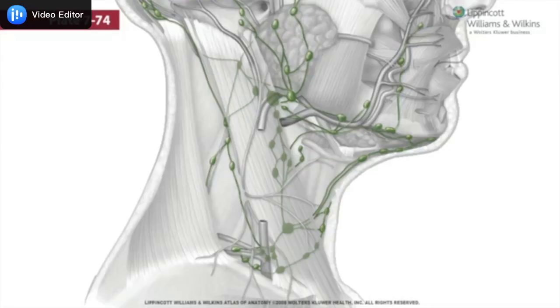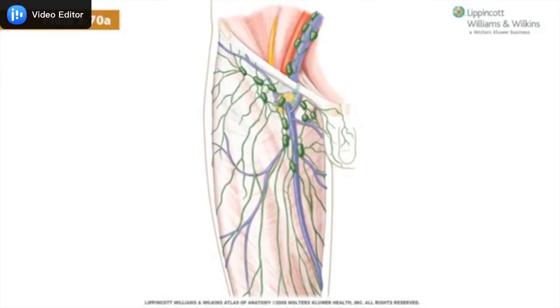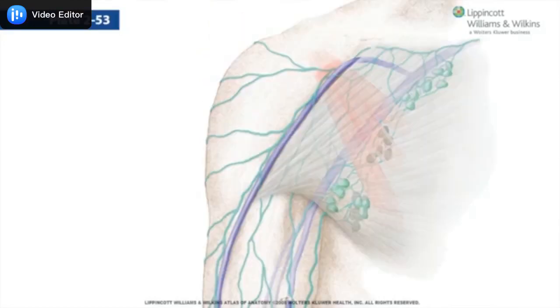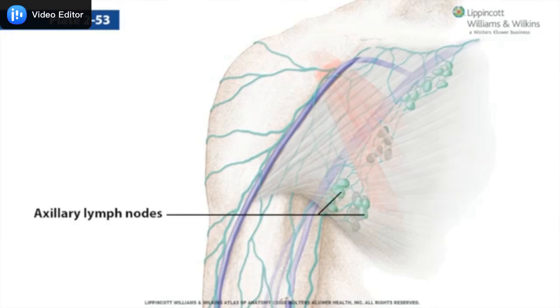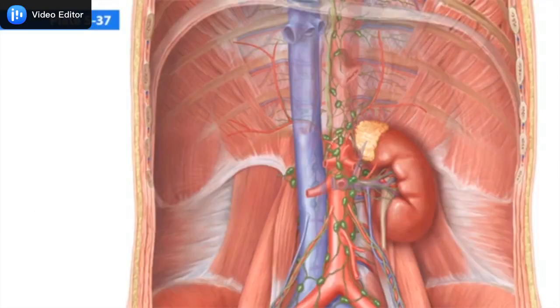The lymphatic drainage of the skin may be generalized as follows. Lymph from the skin of the head and neck drains into the cervical lymph nodes. Lymph from the skin below the umbilicus drains into the inguinal lymph nodes, and lymph from the remaining skin drains into the axillary lymph nodes. Lymph from the skin then drains into lymphatic vessels deeper in the body.